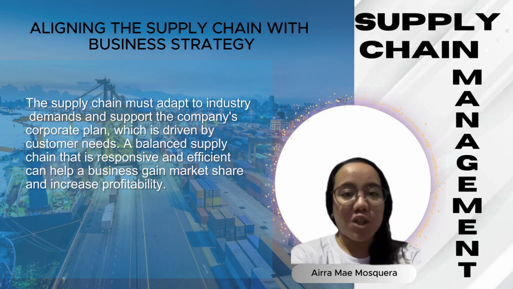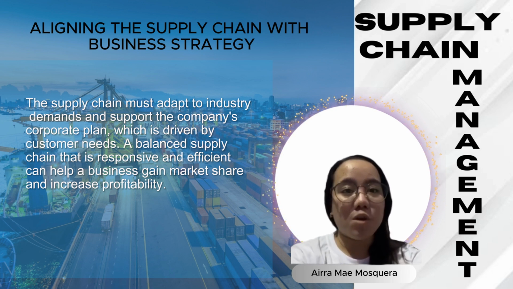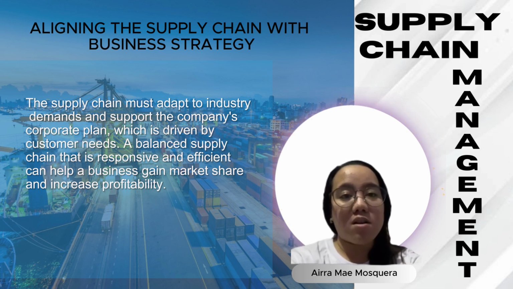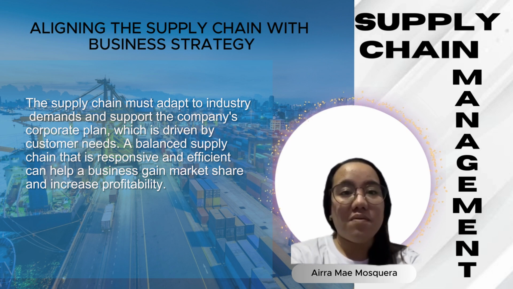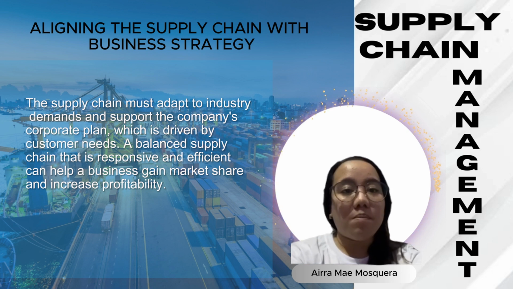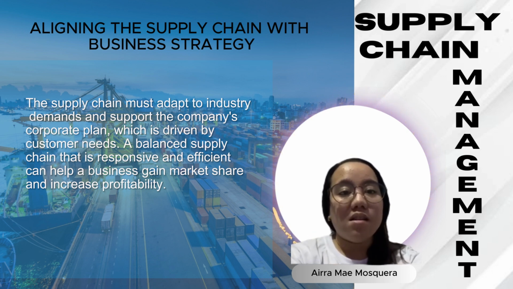Aligning the supply chain with business strategy. The supply chain must adapt to industry demands and support the company's corporate plan, which is driven by customer needs. A balanced supply chain that is responsive and efficient can help a business gain market share and increase profitability.